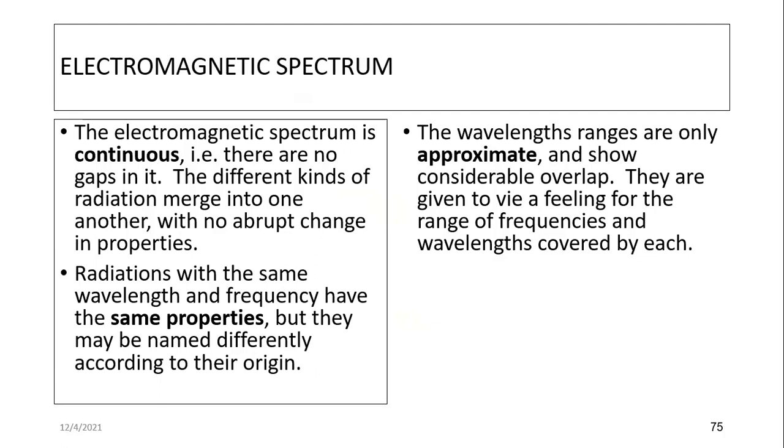Wavelength ranges are only approximate. Right? A book will give a slightly different range, but it's okay. But if your reference book is wrong, don't use that. And they show considerable overlap. Right? Because sometimes we may call microwave a radio wave. It depends on how you get it, but that's what is meant by overlap. They are given to give you a feeling for the range of frequency. That's all.